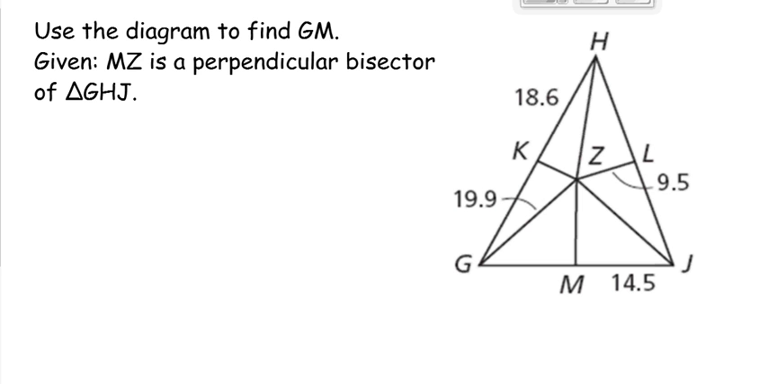All right, use the diagram to find GM. Let's go over here and find where GM is. That's this guy right here. Given MZ is a perpendicular bisector. So MZ is this guy right here, perpendicular bisector. Okay, so it looks like MJ is 14.5. This distance right here is 14.5, which means MG or GM also has to be 14.5. A lot of these you're going to be able to figure out just by using your common sense.